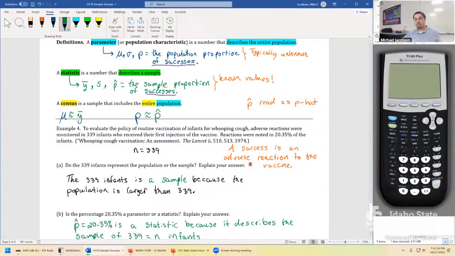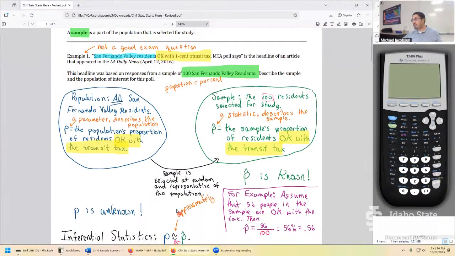And for another context where this came up, this was in our notes all the way back on the first day of class. We looked at a different kind of population, all San Fernando Valley residents, and we want to study the population proportion, the parameter p, which was going to be the proportion of residents okay with the transit tax. We needed a random sample, so we hope we have a nice random sample that represents all San Fernando Valley residents. We said it was 100 people in the sample. And so the statistic, p hat, is going to be the sample's proportion of successes. But a success here is being okay with the transit tax. That was the major thing that they wanted to study.